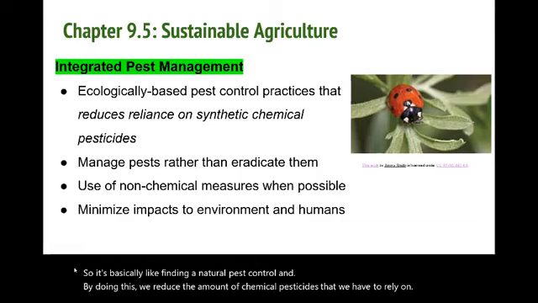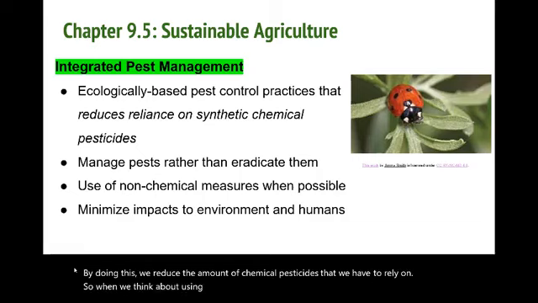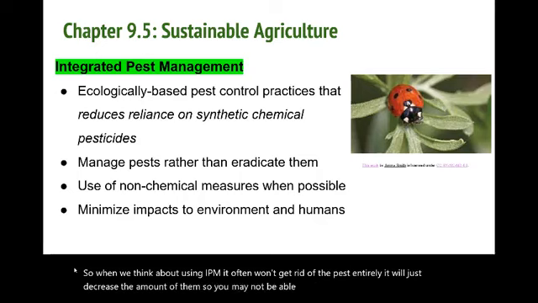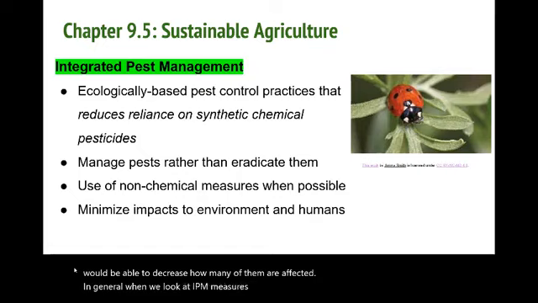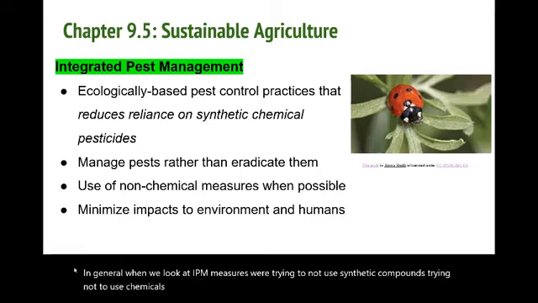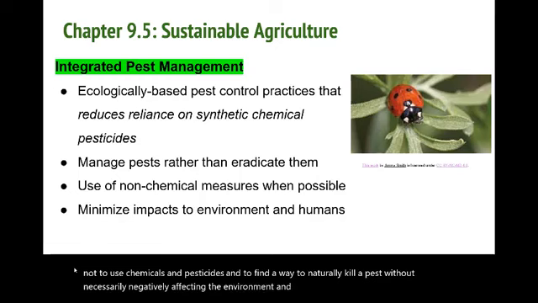So when we think about using IPM, it often won't get rid of the pest entirely. It will just decrease the amount of them. So you may not be able to protect 100% of the crops, but you would be able to decrease how many of them are affected. In general, when we look at IPM measures, we're trying to not use synthetic compounds, chemicals, and pesticides, and to find a way to naturally kill a pest without necessarily negatively affecting the environment, and by decreasing how much humans would be affected.